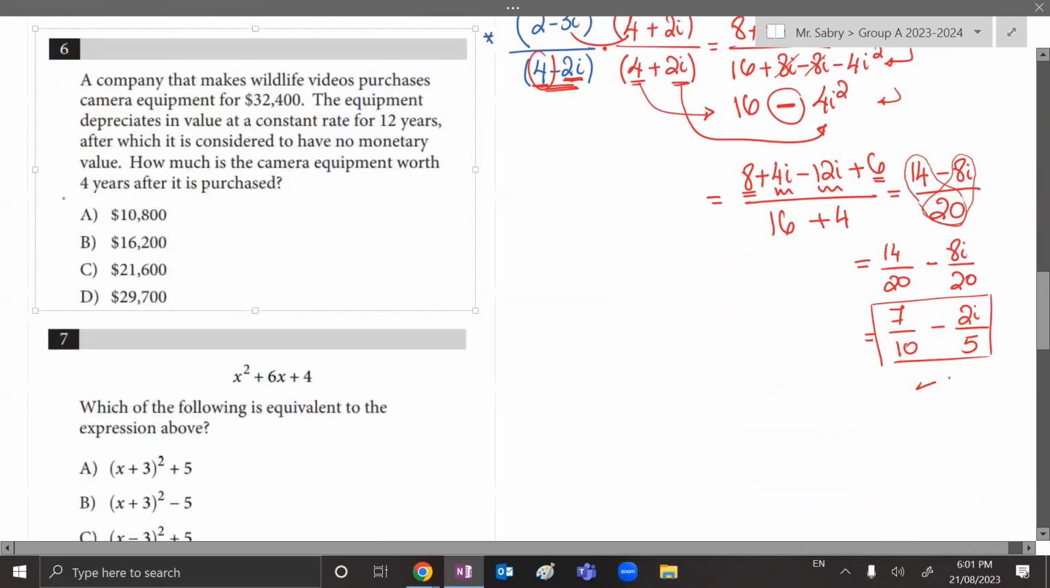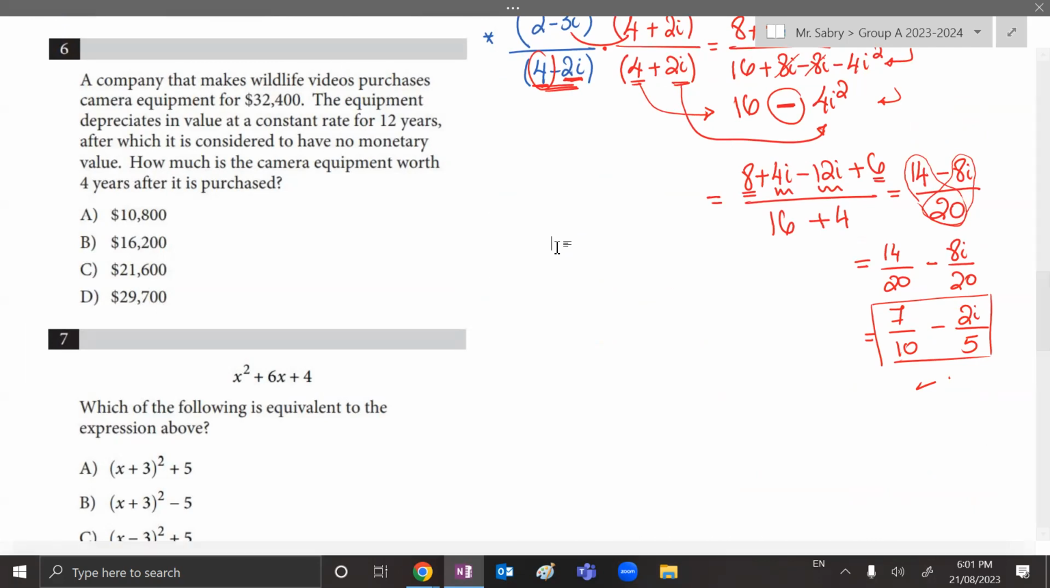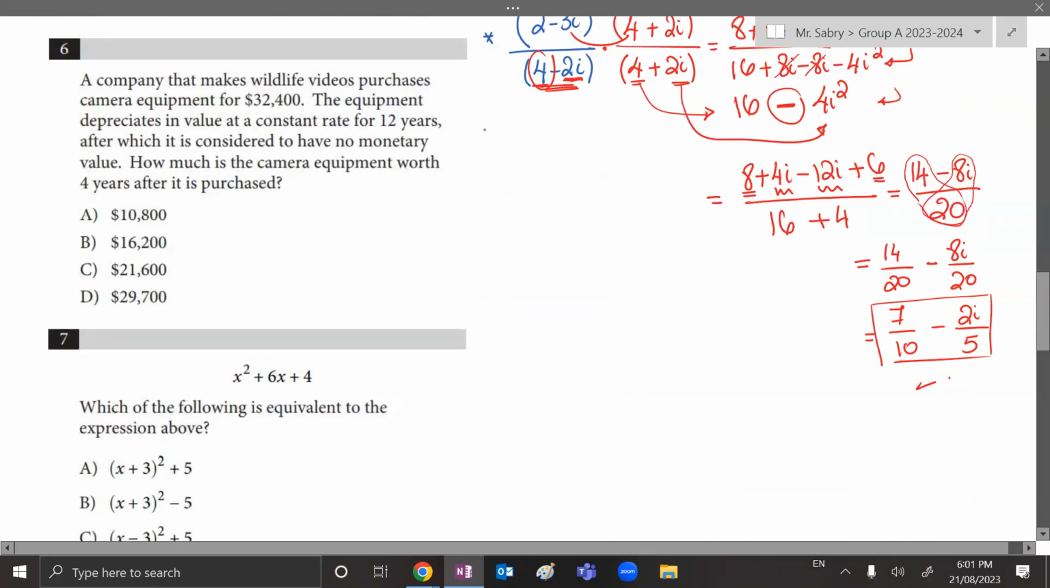Once we work on number 16, that's where it becomes a question with no specific rule to solve it. It could be solved with reasoning. It says a company that makes wildlife videos purchases camera equipment for $32,400. So $32,400.